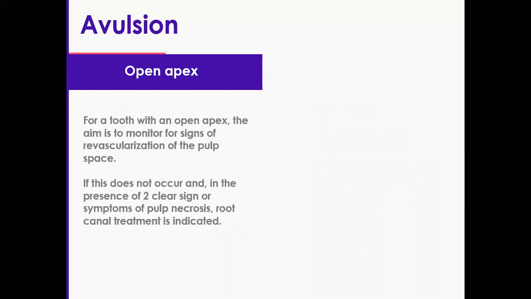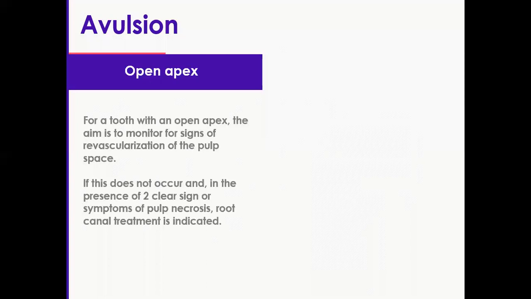In open apices, we hope to get revascularization and maturation of the pulp and the root. This is the aim of replantation of these teeth. If you don't get this after replantation, so the maturation does not happen, the revascularization does not happen, and you observe two signs of an infection and necrosis of the pulp, you need to start root canal treatment. However, to begin with, you do not.